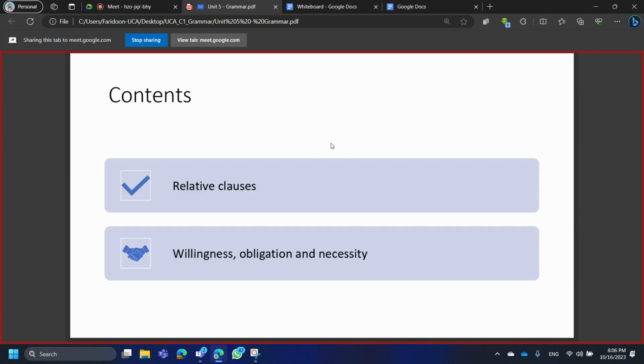Let's start. The two grammar topics we should talk about are first relative clauses, and then willingness, obligation, and necessity. So we're going to talk about the modal verbs that express willingness, obligation, and necessity, and also some expressions that we also have.